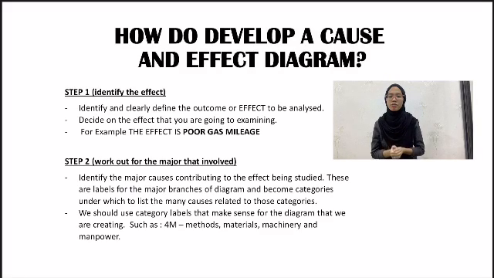These are labels for the major branches of the diagram and become categories under which to list the many causes related to those categories. We should use category labels that make sense for the diagram that we are creating. Here are some commonly used categories, which are the 4M's: methods, materials, machinery, and manpower. Here are some diagrams that show how we are going to create the main causes for step 2.